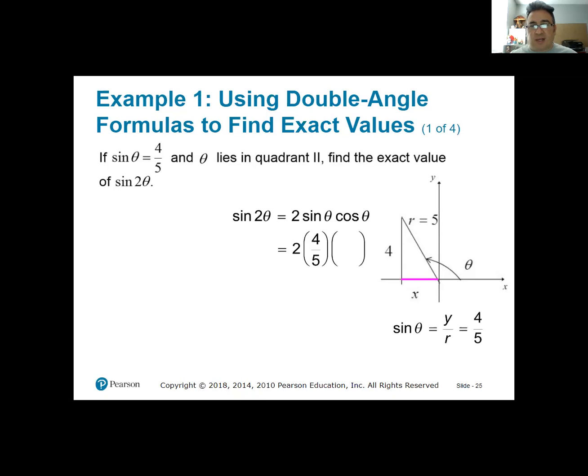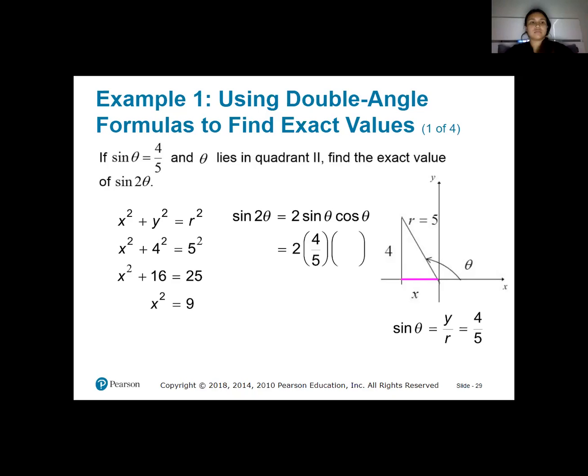So that's a right triangle. What can we use to figure out the value of x? Pythagorean theorem. So it's going to be x squared plus y squared equals r squared. Then we plug in our values and solve. If you remember last time, we got that x equals plus or minus 3. You have two answers, plus or minus 3, but it should be which one? Plus or minus? Minus.